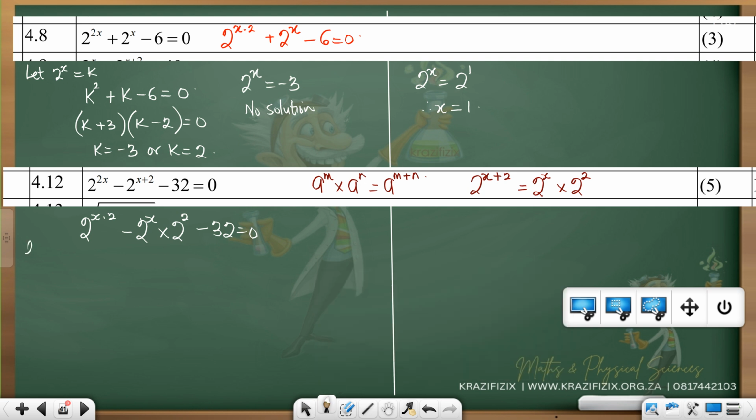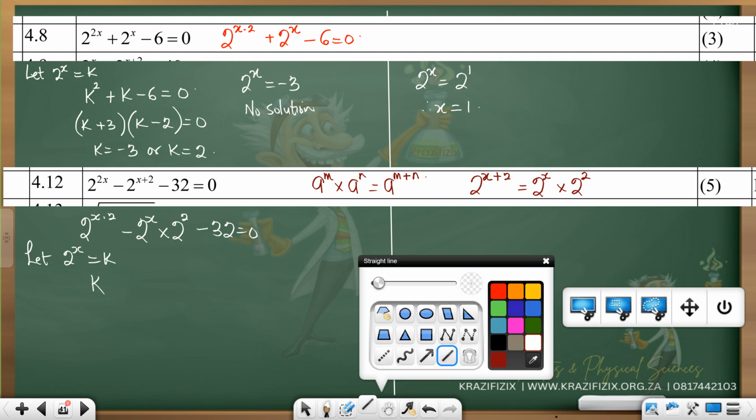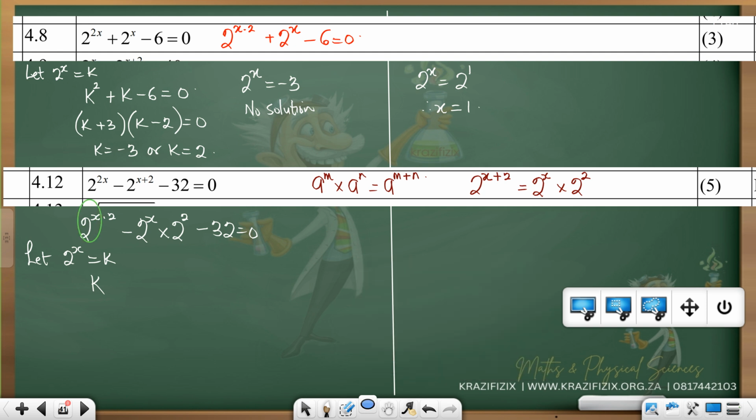I hope that makes sense. Let 2 to the power x be k. So what do I have? Remember, be able to identify that quickly. That's your k. And that's your k. So k to the power 2 minus k times 4.